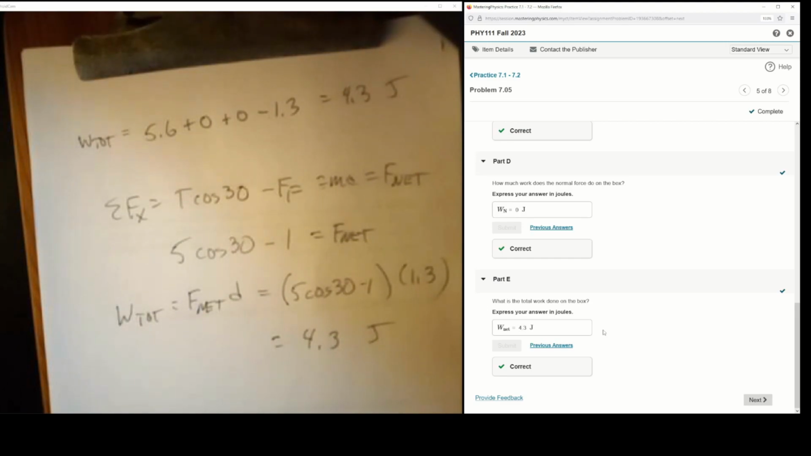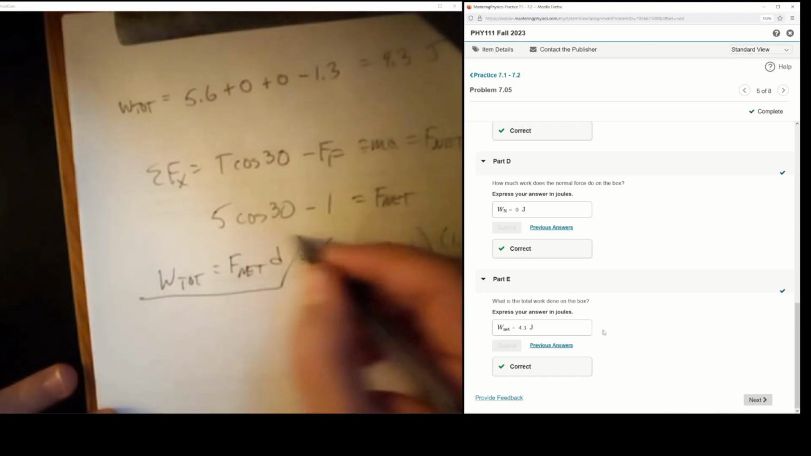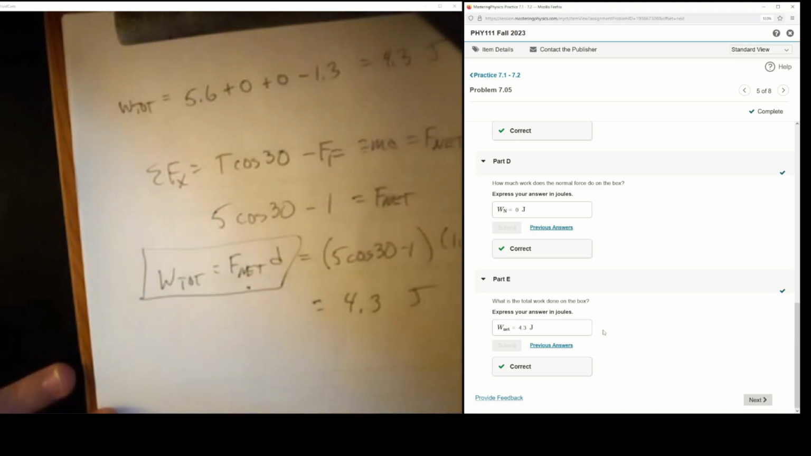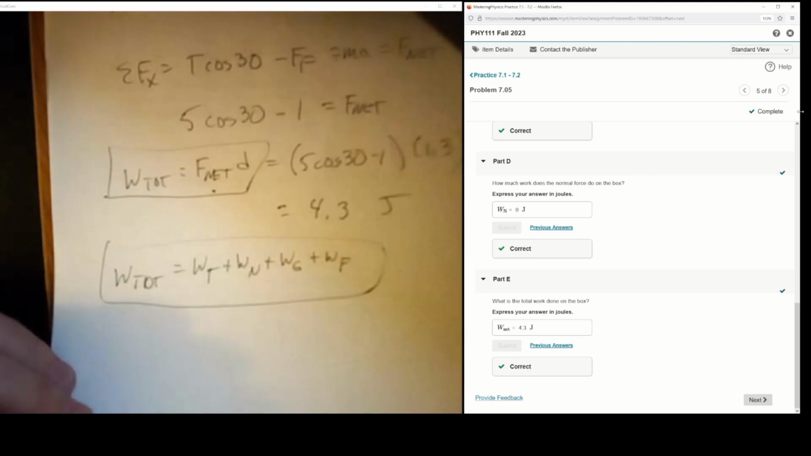So just to state that again, there are two ways to get the total work done. You can either get the total work from the net force, or you can get the total work by summing up all the individual works. So we had tension, normal, gravity, and friction. These are the two ways that you can always get the total work done. Check out the next one.